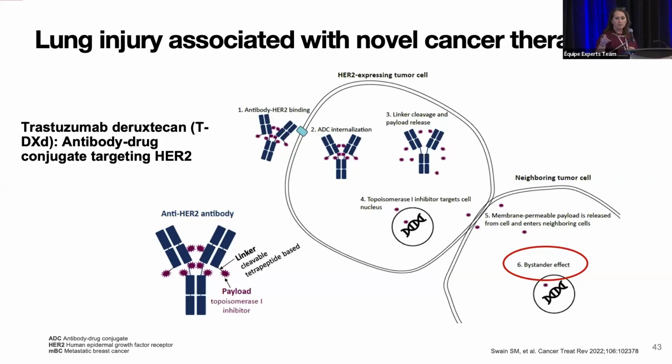And there's binding at the surface of the cell, internalization into the cell, so meant to be more specific. Once it's in the cell, the cleavage happens so that the payload is released and the cytotoxic effect happens within the cell, okay? Of course, no design is perfect, and so you may have some leakage of the drug towards neighboring cells. This is what we refer to as a bystander effect.